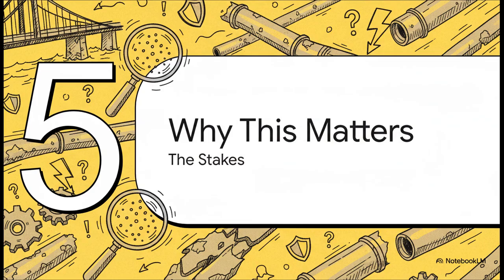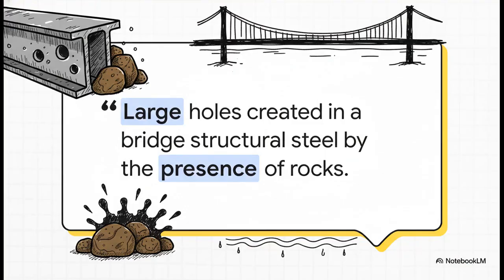So, after all this detective work, why does it matter? I mean, this stuff can feel really technical, but understanding and stopping corrosion is one of the most critical and kind of invisible jobs in the entire world. The stakes couldn't be higher. And this is why. This quote from our source material is just chilling. A simple rock, just resting against a steel beam on a bridge, can create the perfect hidden spot for corrosion to go wild, creating large holes.